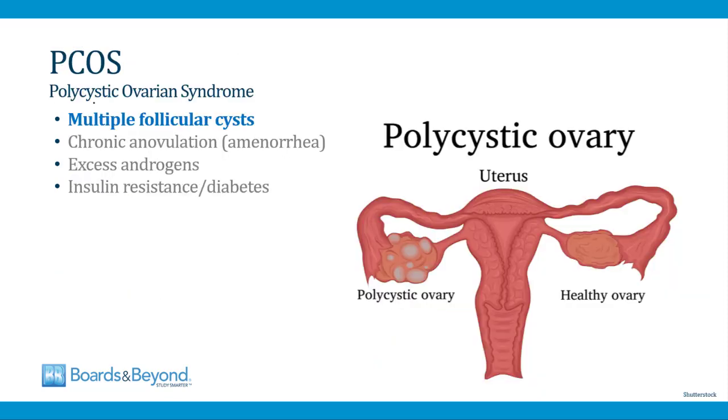In another video, I talk about polycystic ovarian syndrome, but you should be aware that women with this condition have multiple follicular cysts in both ovaries. That's why it's called polycystic ovarian syndrome. These women also have chronic anovulation, which leads to amenorrhea. They produce excess androgens, which can lead to hirsutism, and they also have insulin resistance and diabetes.